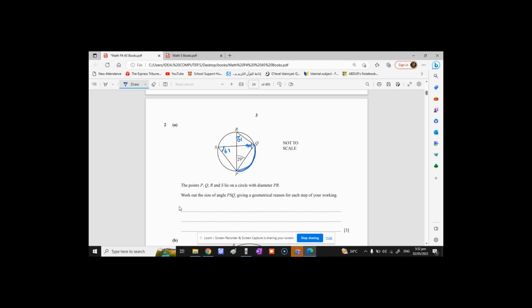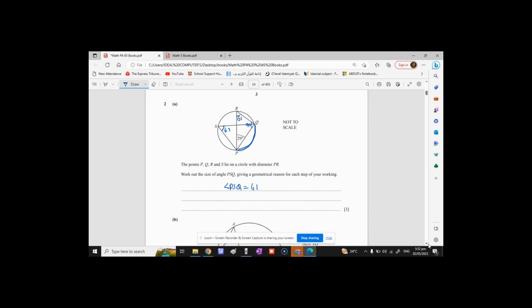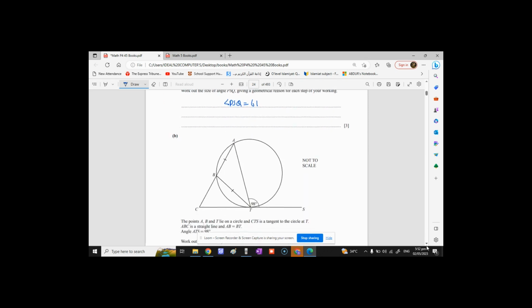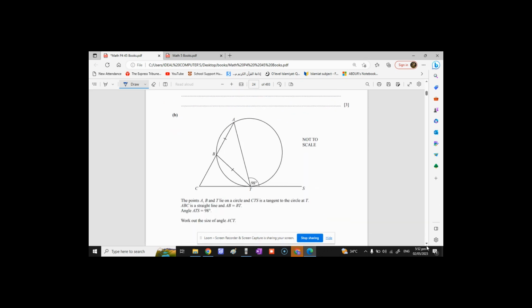Okay, what we have to find? Work out the size of angle PSQ. So PSQ is 61 degrees. So we will write angle PSQ equals 61 degrees. Or you can just write the reason in front of this, that the same segment makes the same angle at the circumference. Okay, the B part.